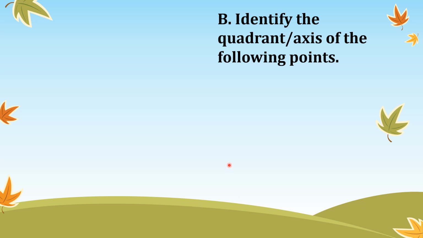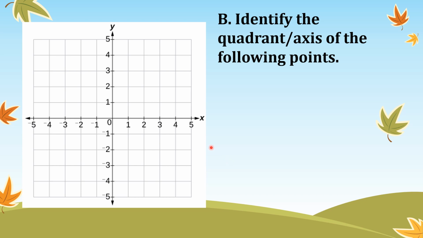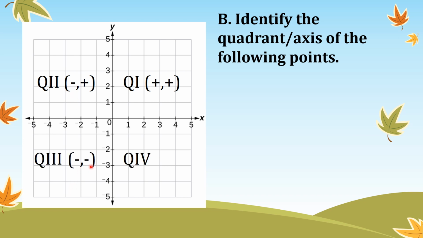Next, we have identify the quadrant or axis of the following points. So again, remember, this is our Cartesian coordinate plane. Quadrant 1, may sign na positive, positive. Quadrant 2, may sign na negative, positive. Quadrant 3, may sign na negative, negative. Quadrant 4, may sign na positive, negative.